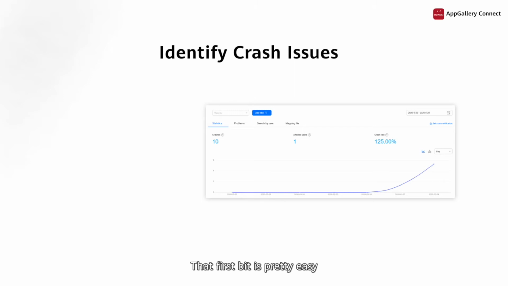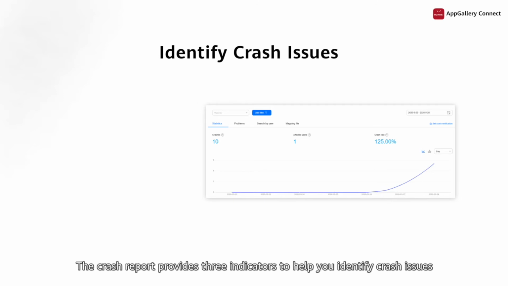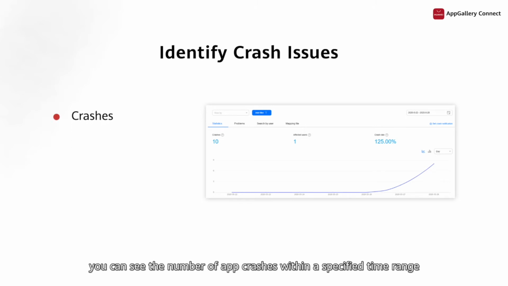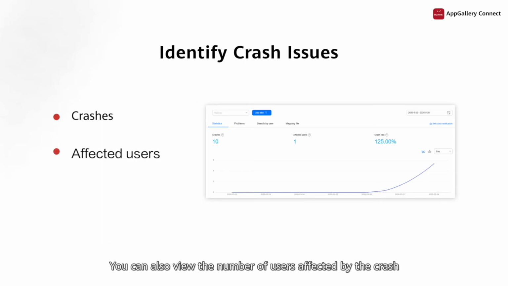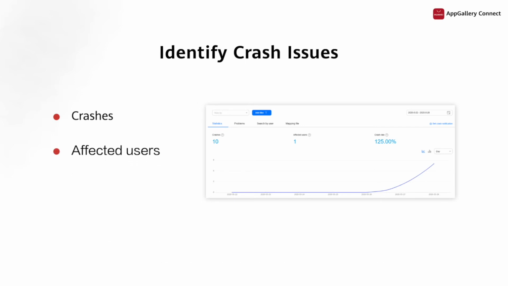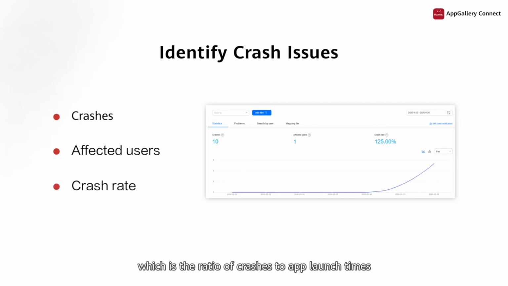That first bit is pretty easy, but now you need to identify crash issues. How can you do that? The crash report provides 3 indicators to help you identify crash issues. First, you can see the number of app crashes within a specified time range. You can also view the number of users affected by the crash. And lastly, you can view the actual crash rate, which is the ratio of crashes to the app launch times. As I mentioned earlier, an app with a crash rate above 1% has serious quality risks, so it's essential to fix these problems as soon as possible.